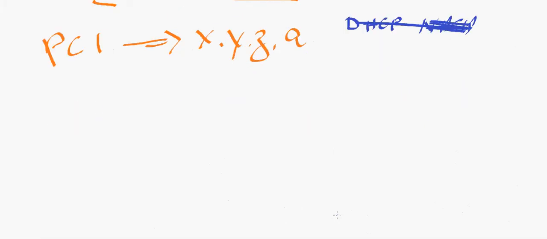Now we have to understand one thing: once the DHCP server assigns an IP address to a DHCP client, it is going to assign it for a period of time. This is what we call the lease period.